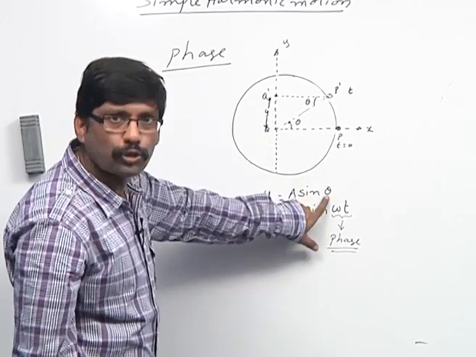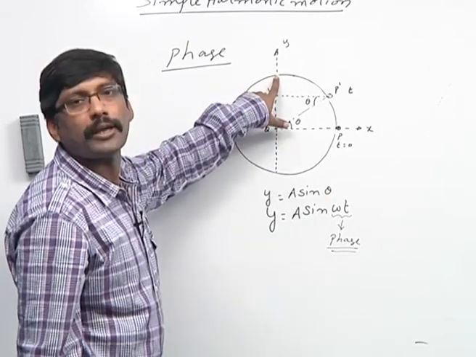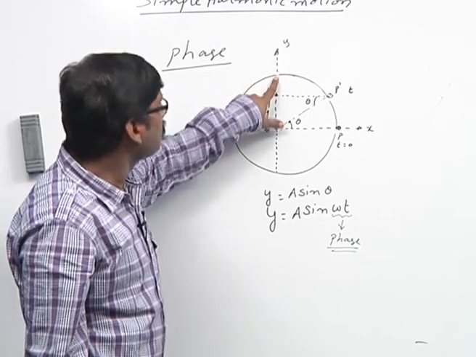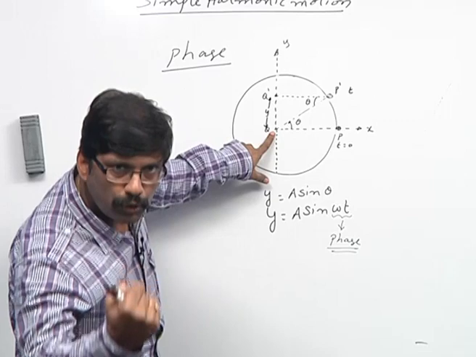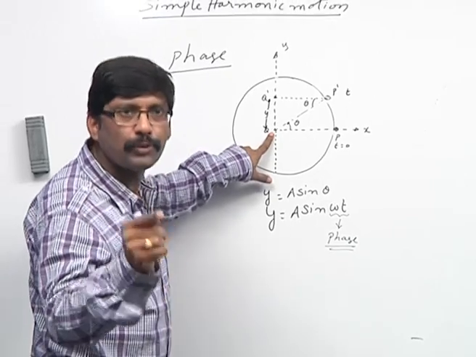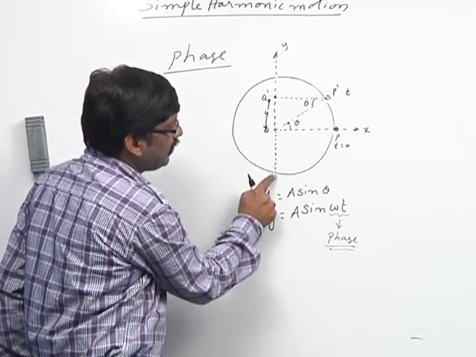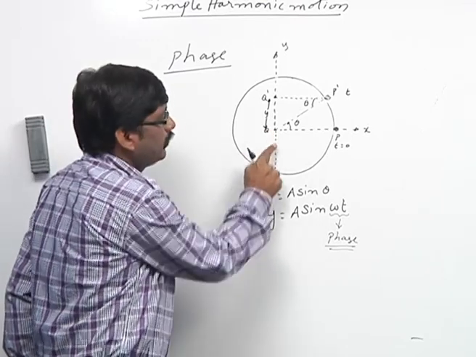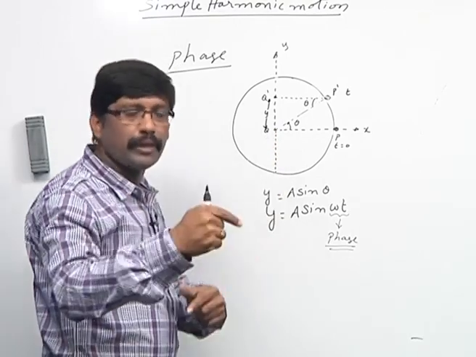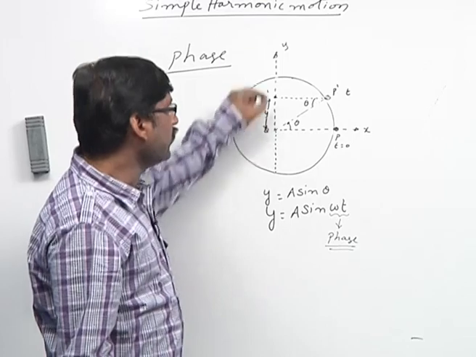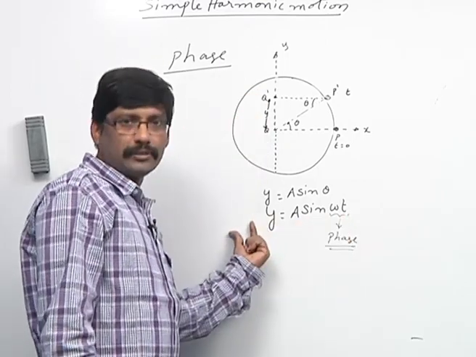When theta is 0, the particle is at the mean position. When theta is 90, the particle is at the right extreme position. When theta is 180, the particle is at the center and tries to move down. There is a difference between 0 and 180. When theta is 270, the particle is here. When theta is 360, the particle has just come back to the original position. So these angles are called phase angles, which decide the y value in turn.